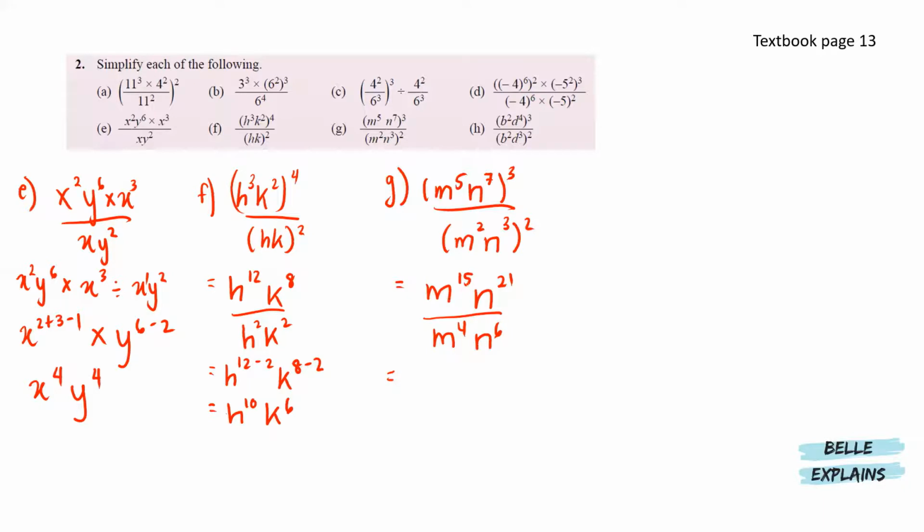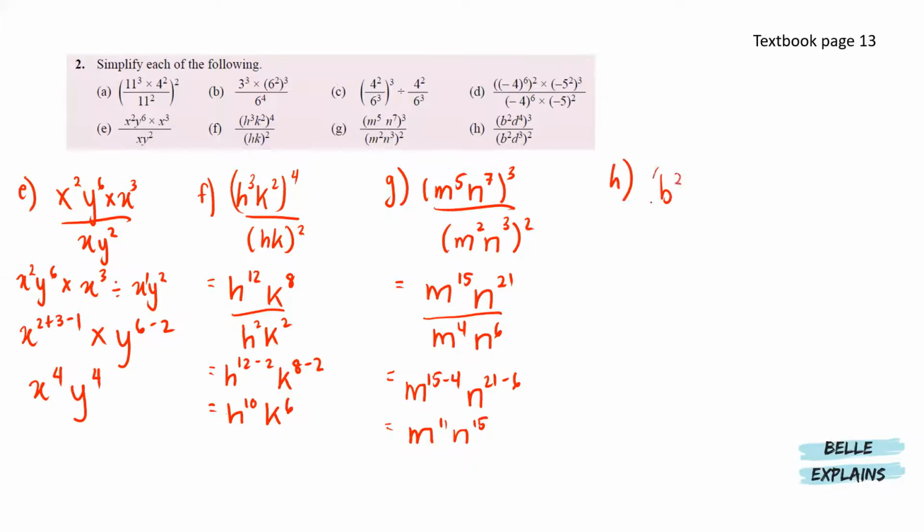Next, we'll have to minus the power because it is a division operation. So here we have m, 15 minus 4, n, 21 minus 6. So this will give us m to the power of 11, n to the power of 15.